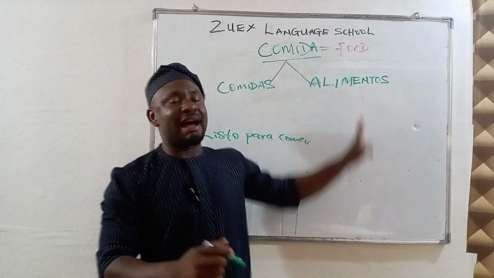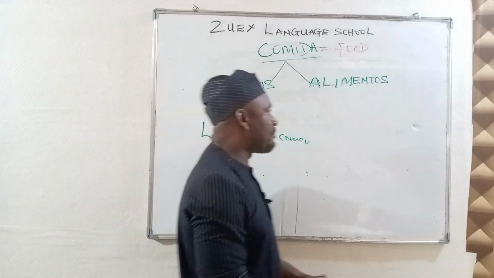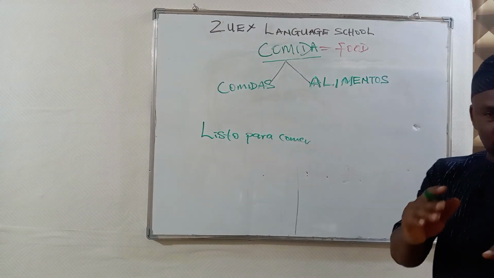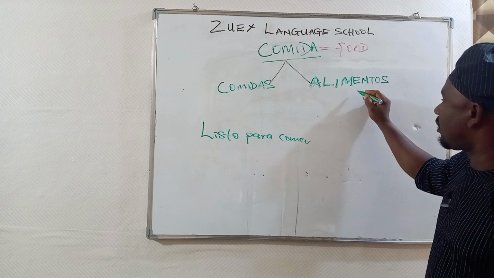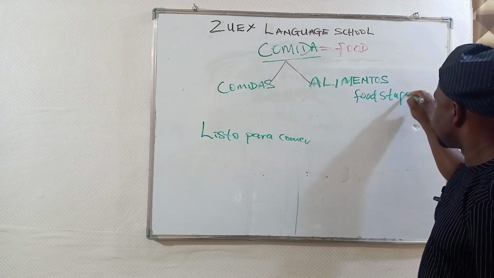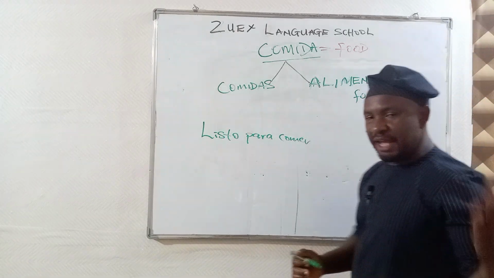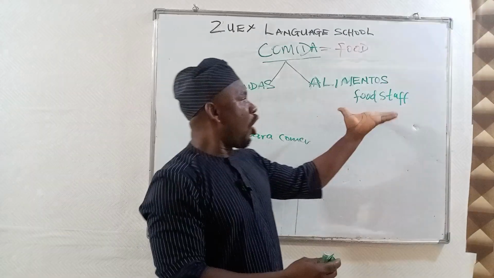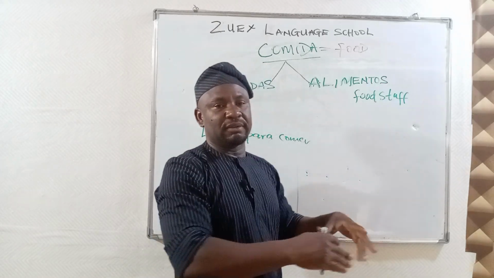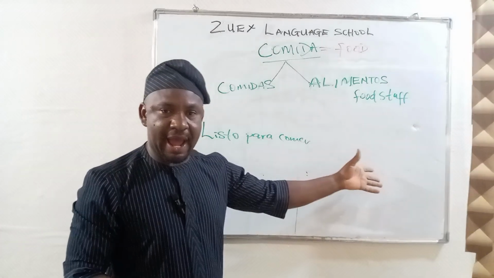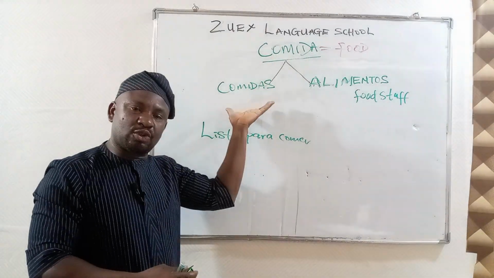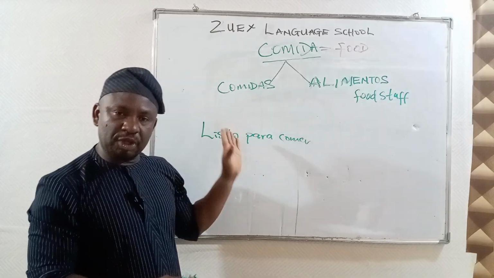But when you talk about alimentos, you are talking about, in English, the shortest way to say it in English is to call it food stuff. Are you seeing the difference? This is uncooked, unprepared, food stuff. Just you go to get bag of rice, but here the bag of rice has been passed through fire, is now ready to be consumed.